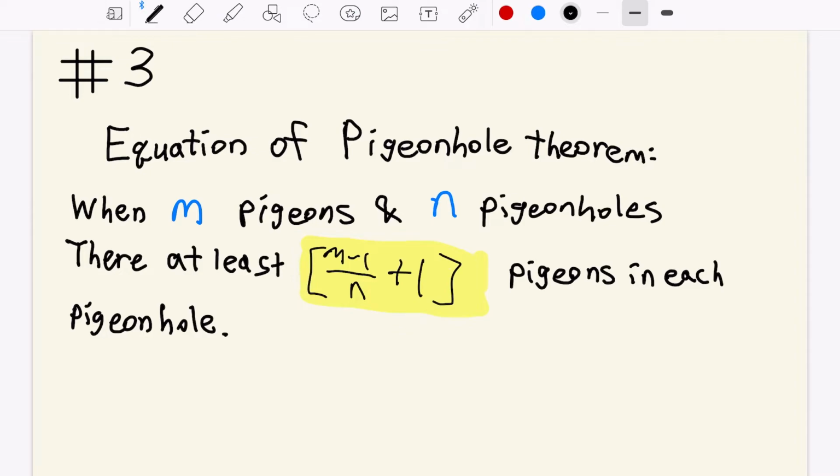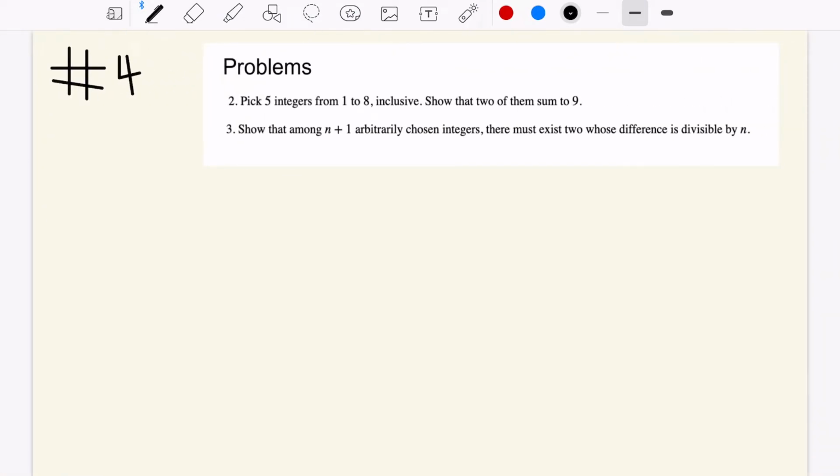So this principle is very useful in solving combinatorics problems. And these are some problems that are related to the pigeonhole principle. So let's solve these 2 problems. The first problem is: pick 5 integers from 1 to 8 inclusive and show that 2 of them sum to 9. Let's write all the integers from 1 to 8.